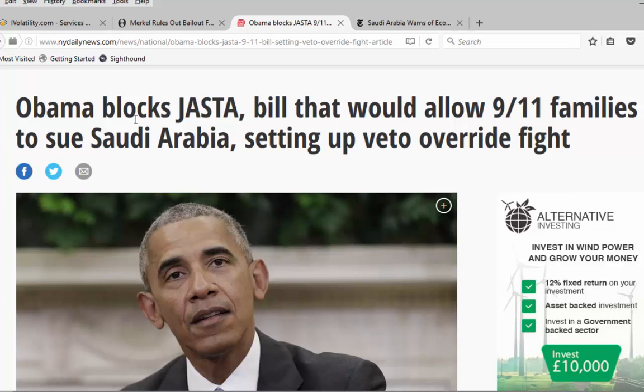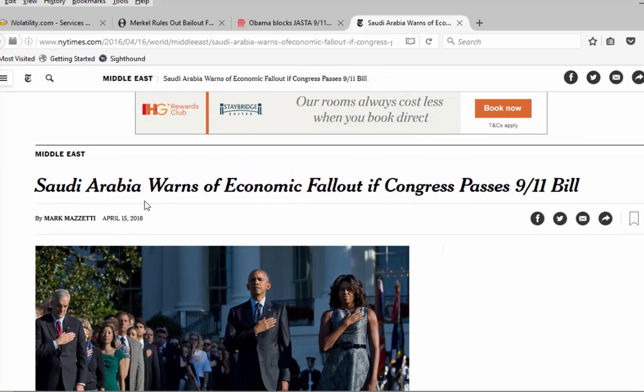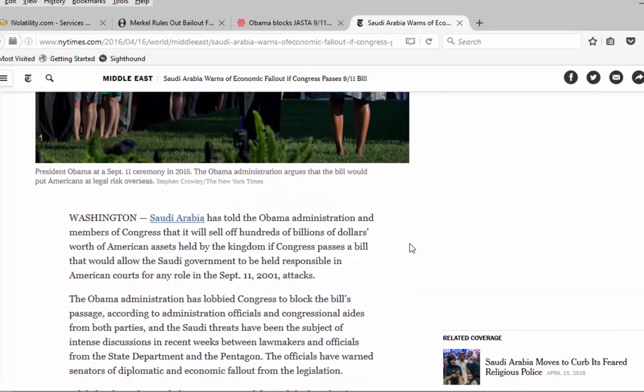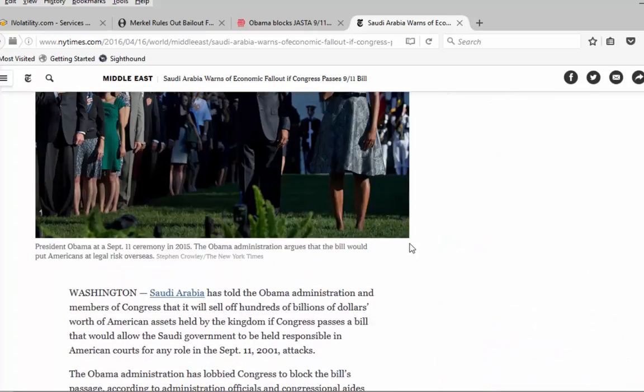Basically, the Saudis have threatened that if Saudi Arabia is pulled into the victims of the 9/11 bill, then there will be all hell to pay, and that means that they will sell all of the bonds and everything else that they own, which runs into just under $1 trillion, causing a financial problem.